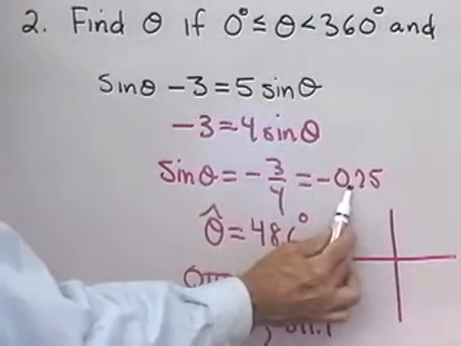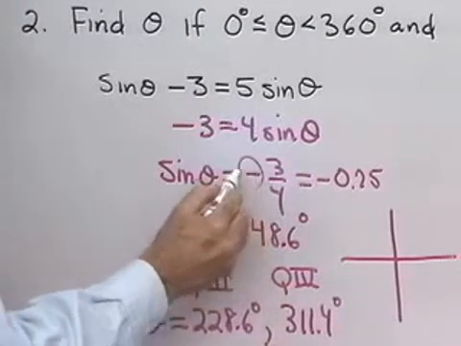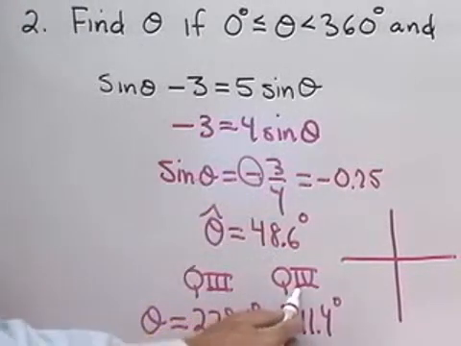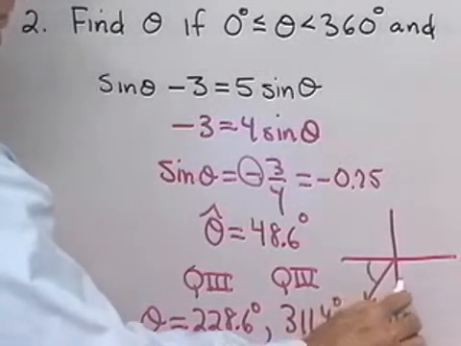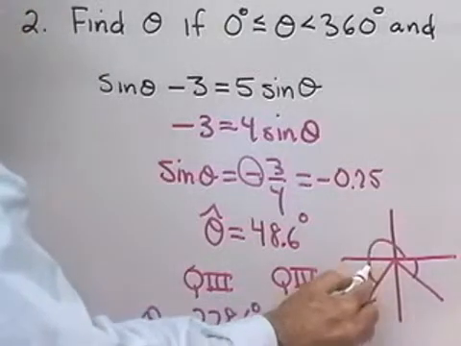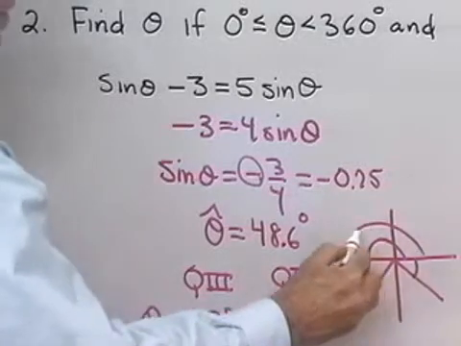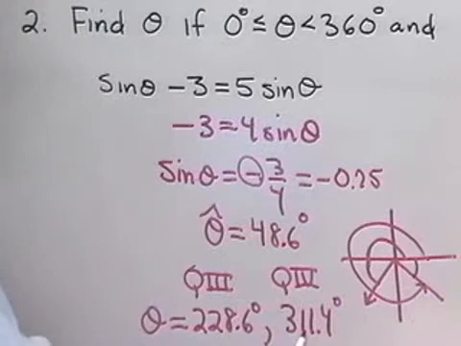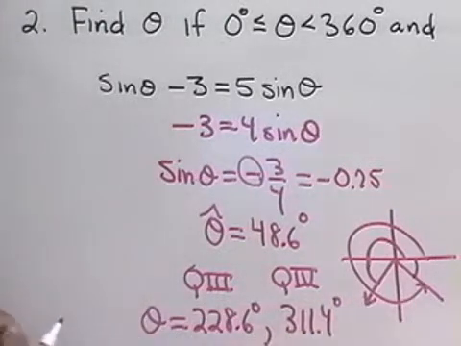So again, I'm thinking like this. From this expression right here on my calculator, I get a reference angle of 48.6. Since my sine function is negative, I know that theta must terminate in quadrant 3 or quadrant 4. So here's my 48.6 in quadrant 3. Here's my 48.6 in quadrant 4. So to find this angle, I take 180 and add 48.6. To find this angle, I take 360 and subtract 48.6. There's my 311.4, and over here is my 228.6.